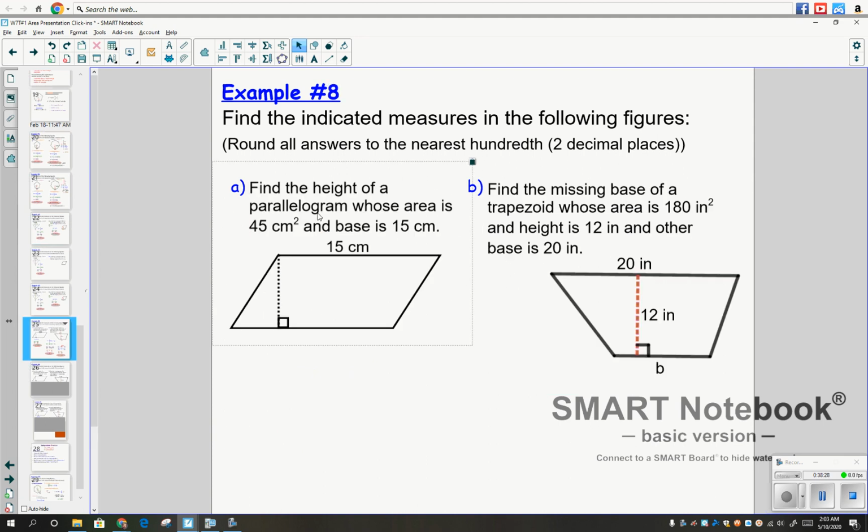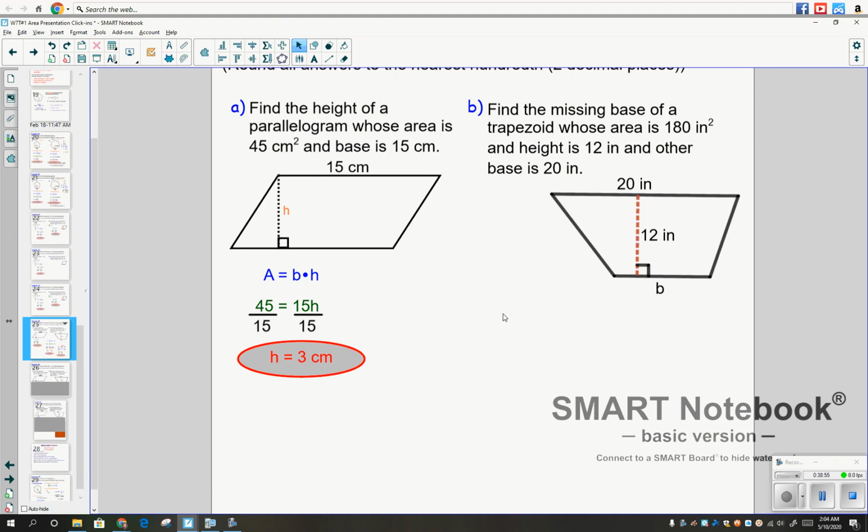Example number 8. I want to find the height of a parallelogram. If the area is 45 centimeters squared and the base is 15, I want to solve for the height. How do I find the area of a parallelogram? Base times height. The catch here is I know the area is 45 and I know the base is 15. I can plug that in. I can solve for h. How do I do that? Divide by 15. 45 divided by 15 is 3 meters.